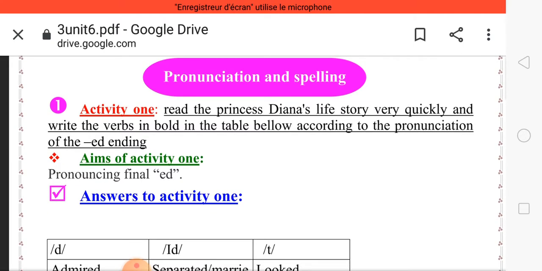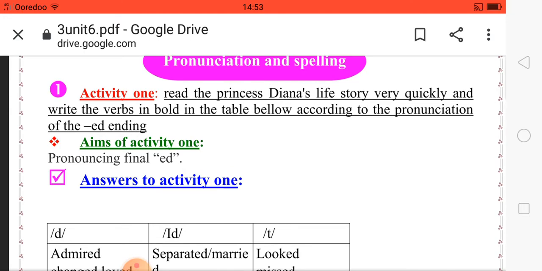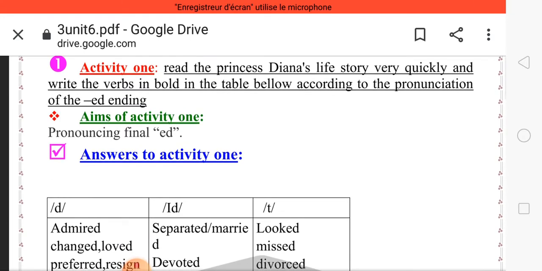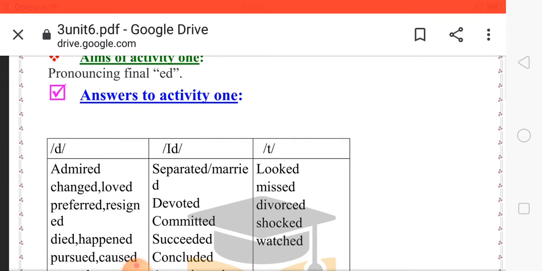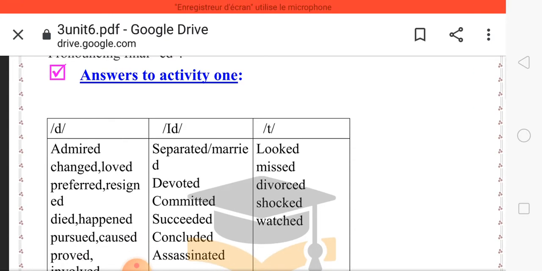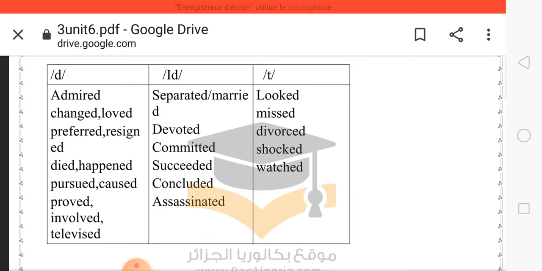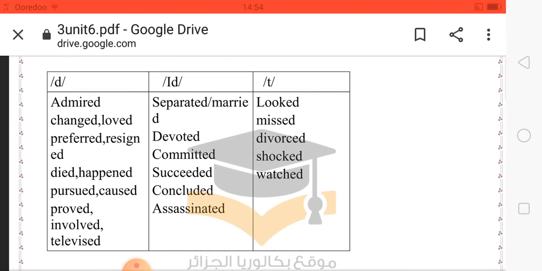Activity 1. Read Princess Diana's life story very quickly and write the verbs in bold in the table below according to the pronunciation of the final ed. The aim of this activity is to pronounce the final ed, okay? So, answers to activity 1. Let's do it together. We have d, ed, and t. We did it in the class.